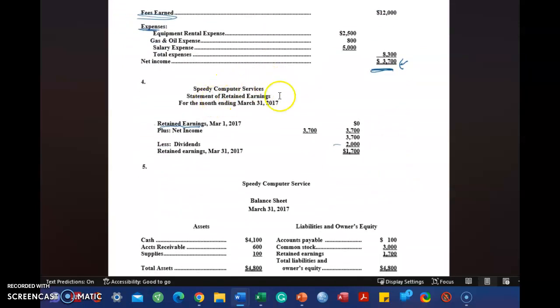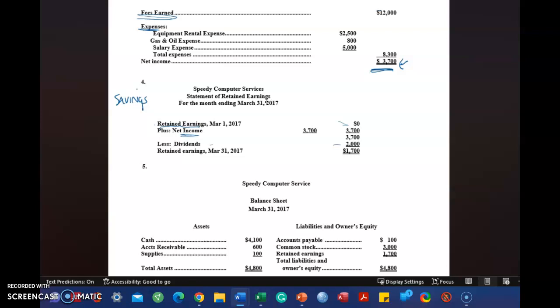Now, let's look at the statement of retained earnings. Retained earnings is like a savings account, if you want to look at it that way. It is not a savings account at all. But it's helpful to look at it as though it's a savings account. You have a beginning balance. This case is 0. We make deposits. And this, going with this analogy, is net income. We add $3,700 to retained earnings.